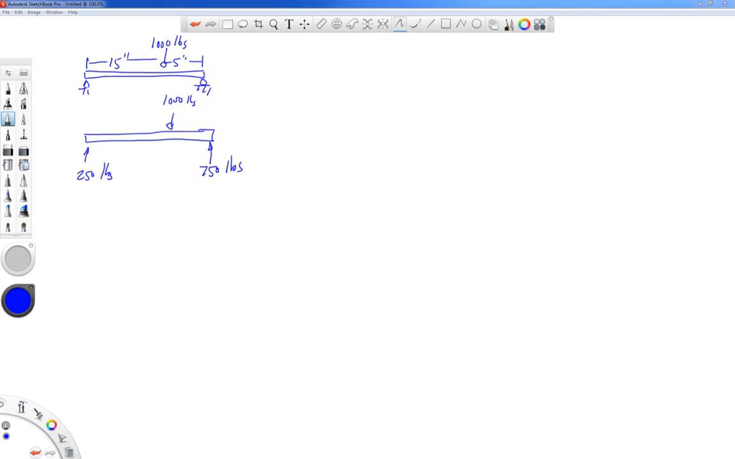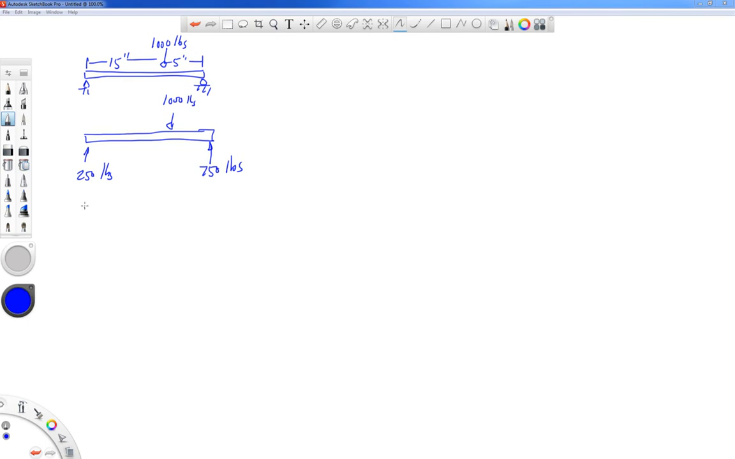All right, so we're going to start out looking at a beam that's simply supported. It's got 1,000 pounds, and the 1,000 pounds is offset, so it's a little bit more to the right side of the beam. I haven't gone through the statics, but I did that on my own. And the reactions on this beam are 250 pounds on the left support and 750 pounds on the right support.